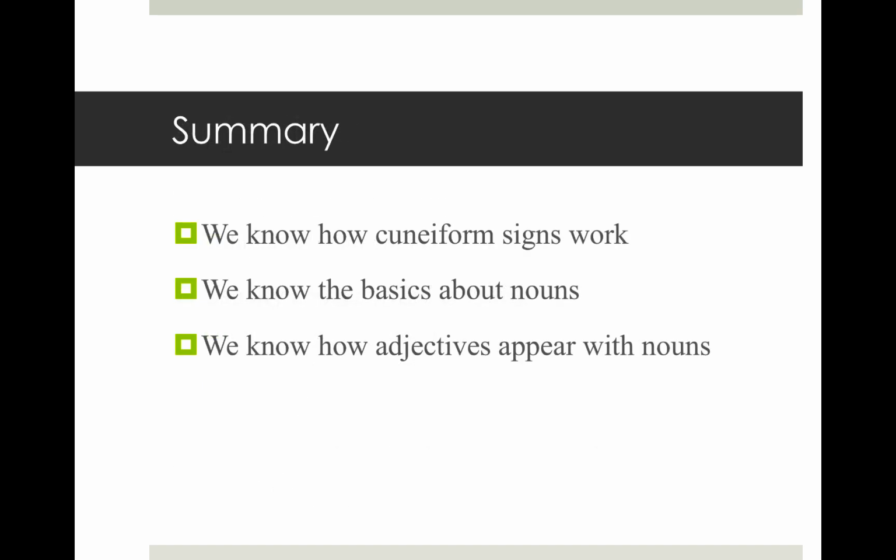Now, that's basically it for the first lesson. So what did we learn? We learned how cuneiform signs work in general, that they can be words by themselves, they can represent syllables, and they can also represent determinatives. We learned the basics about nouns, so simple nouns, compound nouns, how to make plurals, something else I can't remember. And then we learned how adjectives appear, that they come after the noun. A lot of times they have an A after them, but there are some adjectives that don't have an A at all. They just stand by themselves.